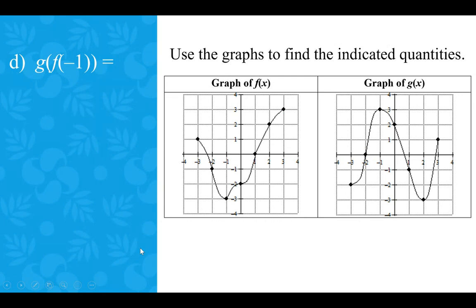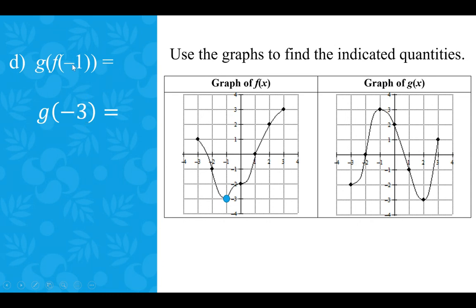Now this example is getting into actual compositions of functions. Notice that I have a function within another function. Whenever you're solving compositions of functions, you always start with the inside function first. So the first thing I'm going to find is f of negative 1. Remember, that means I'm looking for the y value when x is negative 1. I've highlighted that point on the graph. When x is negative 1, the y value is negative 3. So f of negative 1 is negative 3.